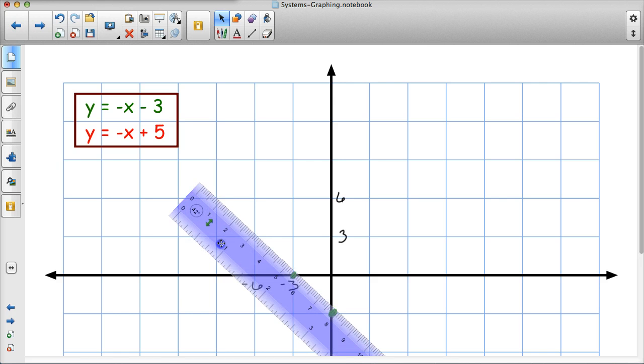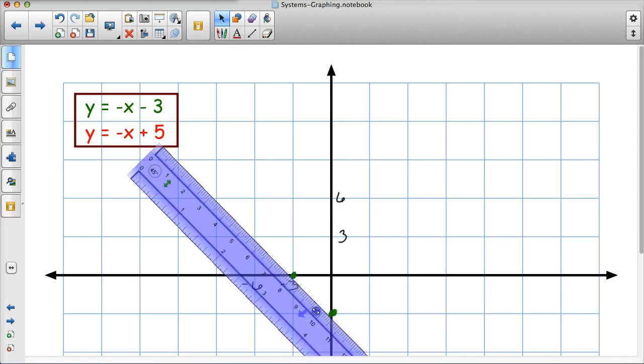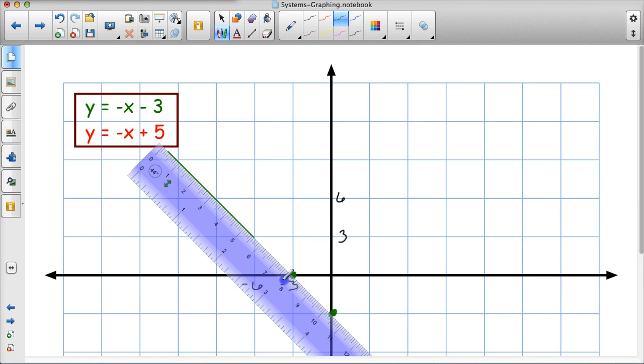I want to do this carefully. I'm going to take my time to line it up correctly. And now I draw my line through my points. I need to now do the red equation. So I need to find the point (0, 5) on my graph. That's going to be a little difficult, but I think it's probably right about here.